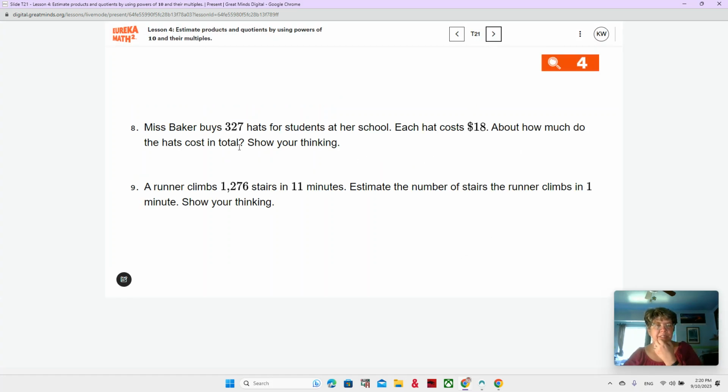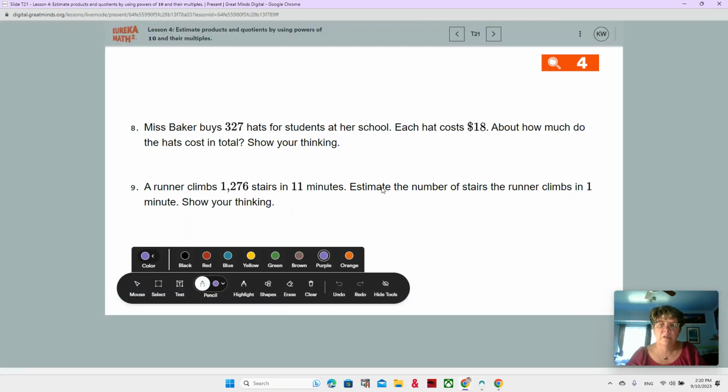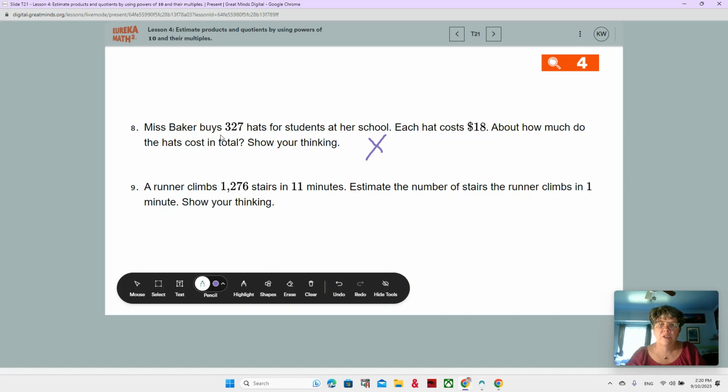Miss Baker buys 327 hats for her students at school. Each hat costs $8. About how much do the hats cost in total? All right, so we know we're making an estimate because we see the words about how much. Don't get tricked and do the actual math when they're only asking you for an estimate. Okay, and for this one, we are multiplying, right? Because she bought this many hats and each hat cost this much. Okay, so you're going to estimate, and that's going to be question 1 in your Edpuzzle.